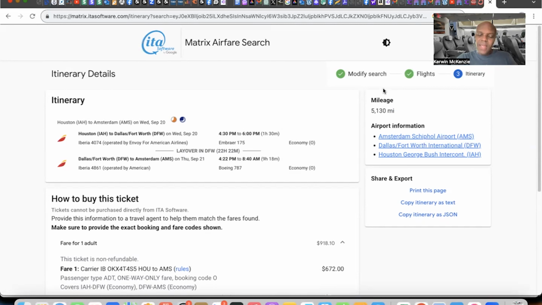Which means that normally when you do an award ticket, you have to pay all the fees and all that kind of good stuff. You can't find award tickets from here. What I need to do is let me stop sharing. And I'm going to sign into one of my accounts, and then I'll be right back.